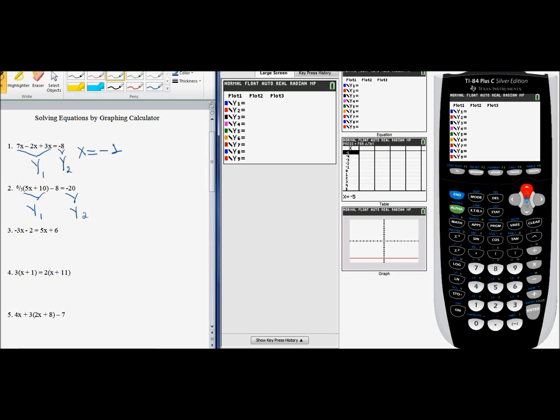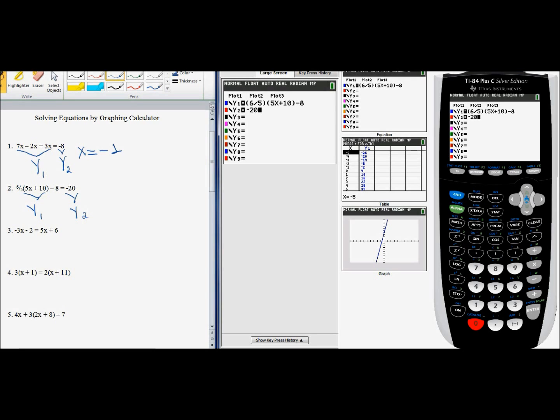So in y1, I'm putting 6/5. I like to put my fractions in parentheses. Put your fractions in parentheses. Everything else, I'm going to put it just as it appears. I have 6/5 in parentheses because it's a fraction. Now I'm putting in 5x plus 10, close parentheses, minus 8. That all goes in y1. And then I hit enter, and it drops me down to y2. So here I need to put in -20 because that's what the calculator says.